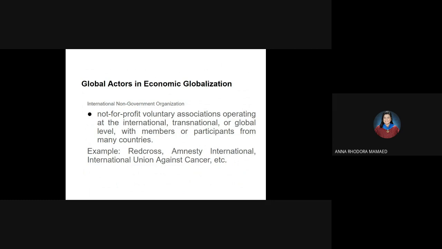On the other hand, international non-government organizations are not-for-profit voluntary associations operating at the international, transnational, or global level with members or participants from many countries, like Red Cross, Amnesty International, International Union Against Cancer, and etc.